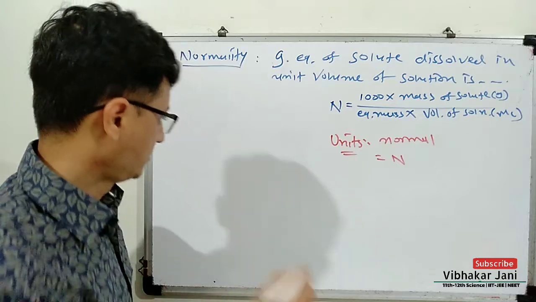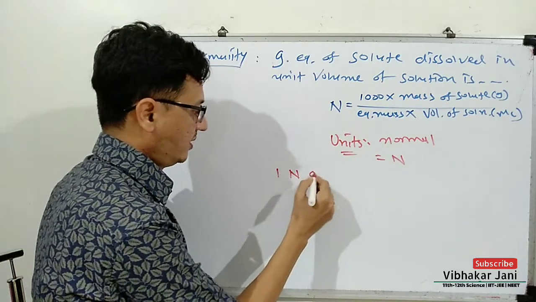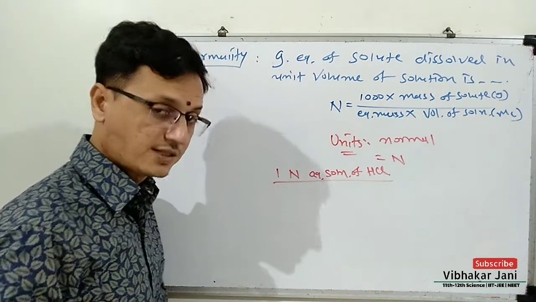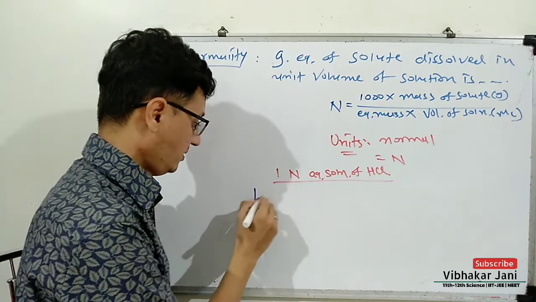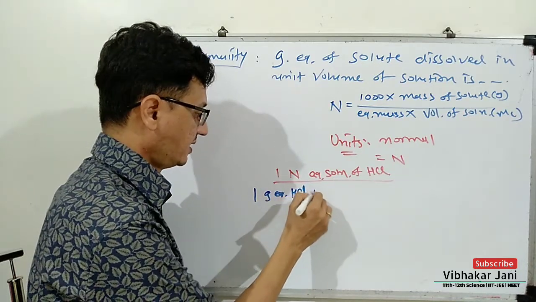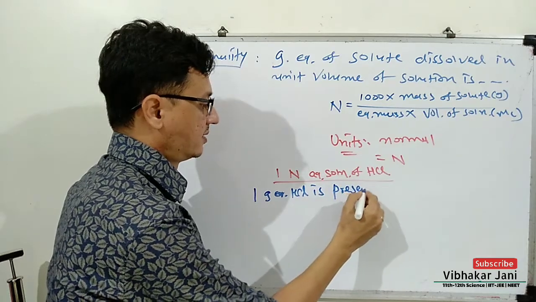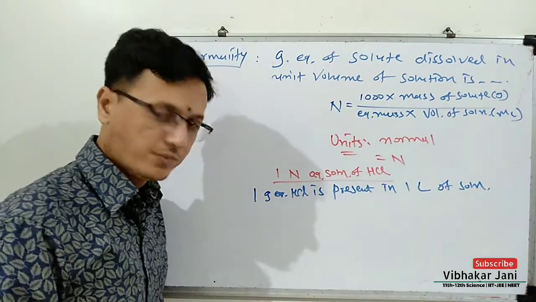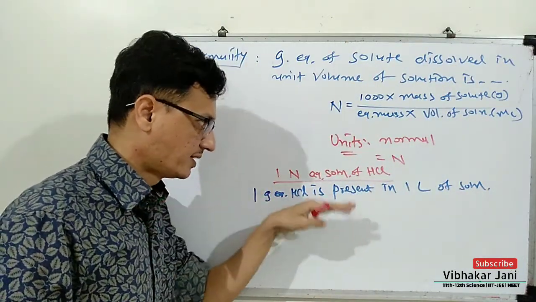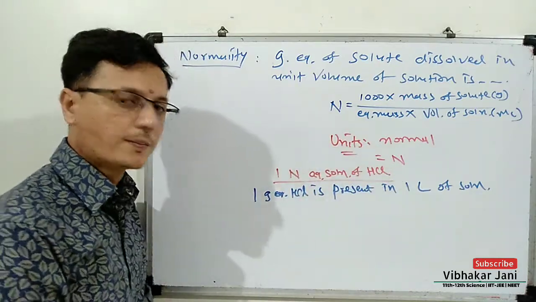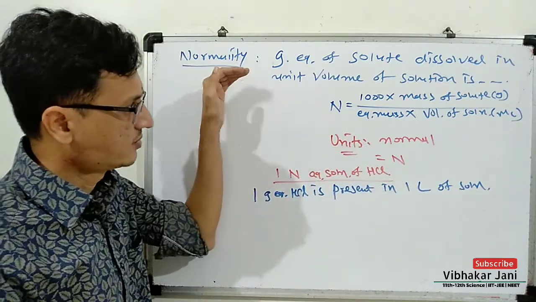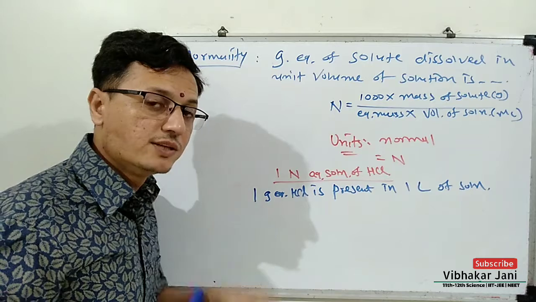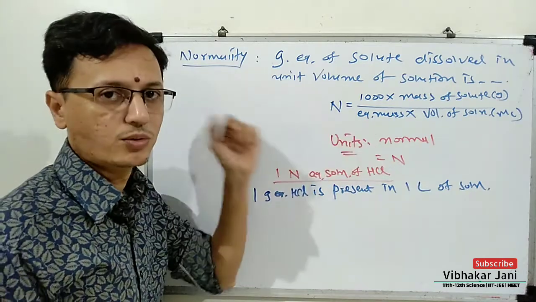So if somebody says 1 normal aqueous solution of HCl, what does it mean? It means 1 gram equivalent of HCl is present in 1 liter of solution. So this is the definition as well as the formula of normality. Just pause the video, write down all these things, then we will see some numerical problems regarding normality.